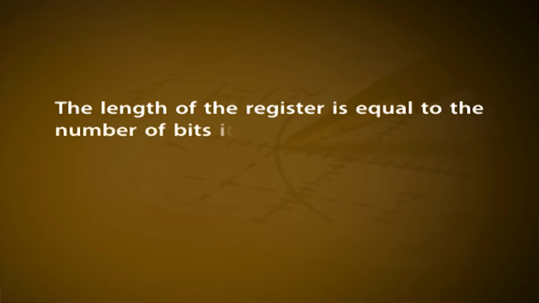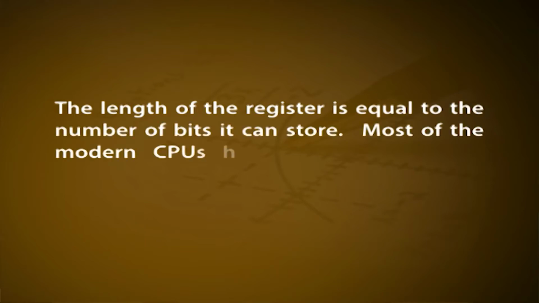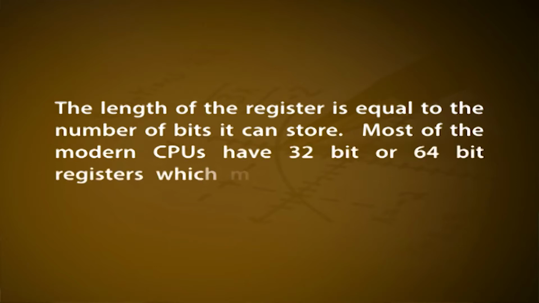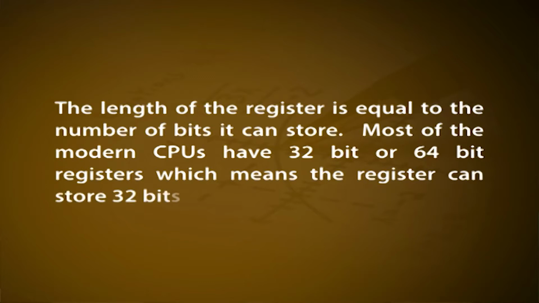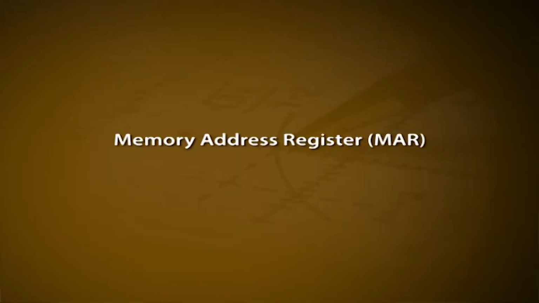The length of the register is equal to the number of bits it can store. Most of the modern CPUs have 32-bit or 64-bit registers, which means the register can store 32 bits or 64 bits. The length of the register is often referred to as its word size. The total number of registers varies from computer to computer, but there are some special registers common to all computers. They are memory address register. It holds the address of the active memory location. It is loaded from program control register when an instruction is read from memory.